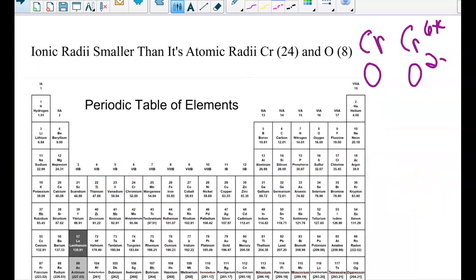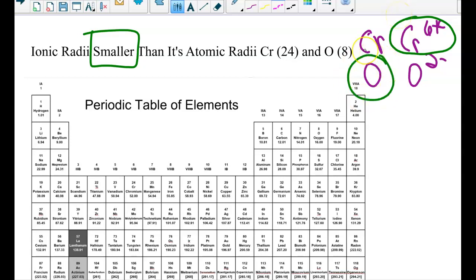And we're looking at radii again versus radii. We're going to focus on the word smaller. We know small cats, so that means the cation is smaller. Large anions, the atom is smaller. And it's asking for which one has an ion that is smaller, so you're going to put Cr as your choice.